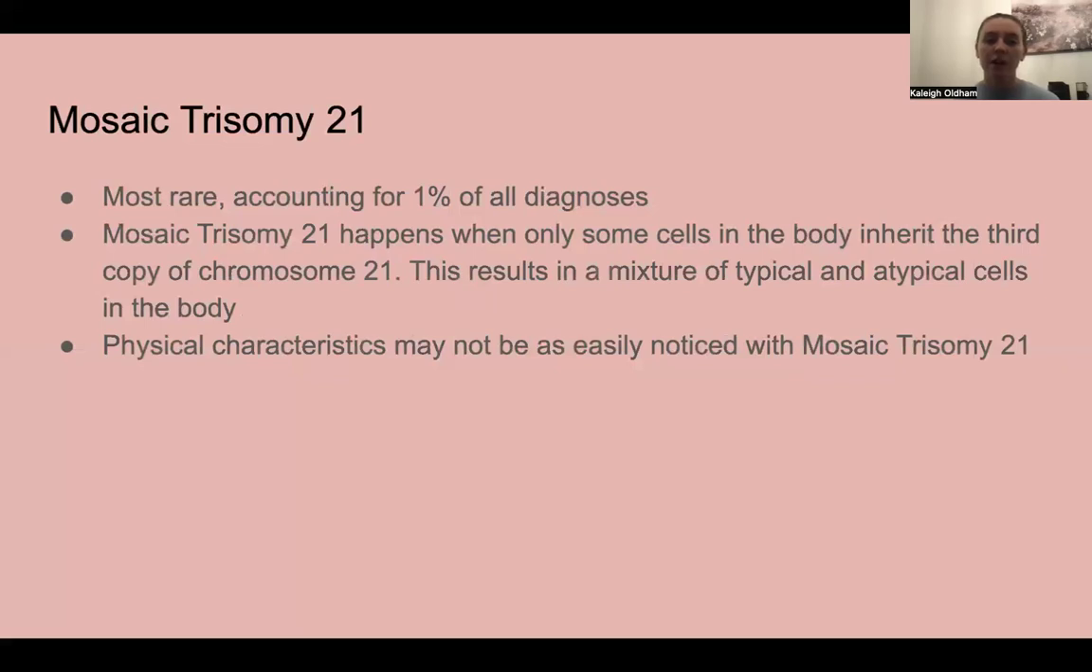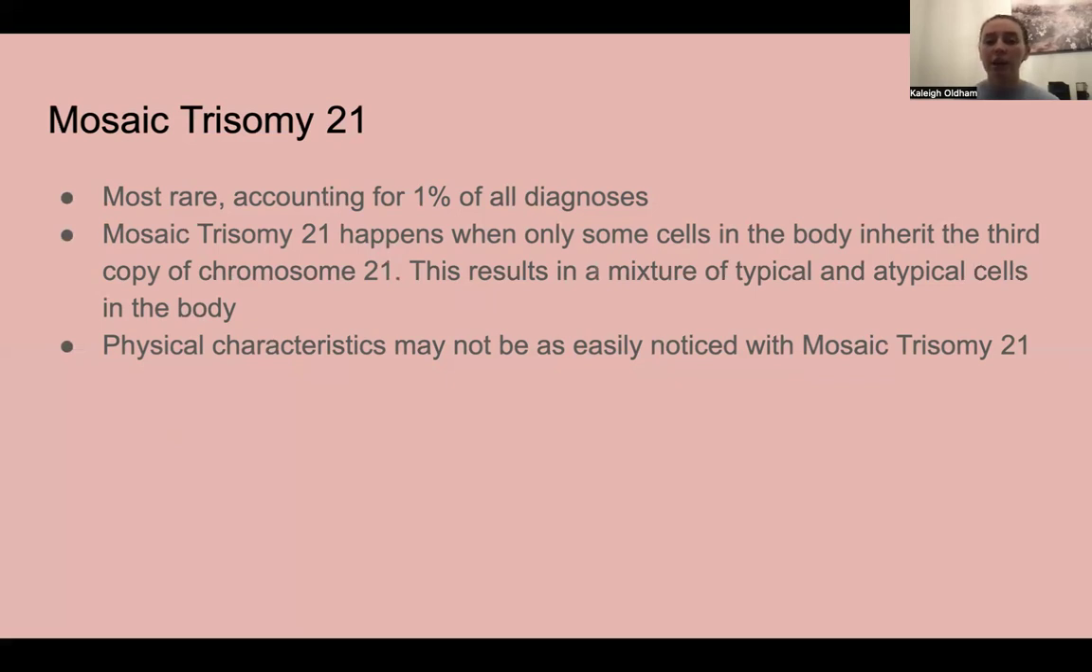So mosaic trisomy 21 is the most rare form of Down syndrome, accounting for 1% of all diagnoses. Mosaic trisomy 21 happens when only some cells in the body inherit the third copy of chromosome 21. This results in a mixture of typical and atypical cells in the body.